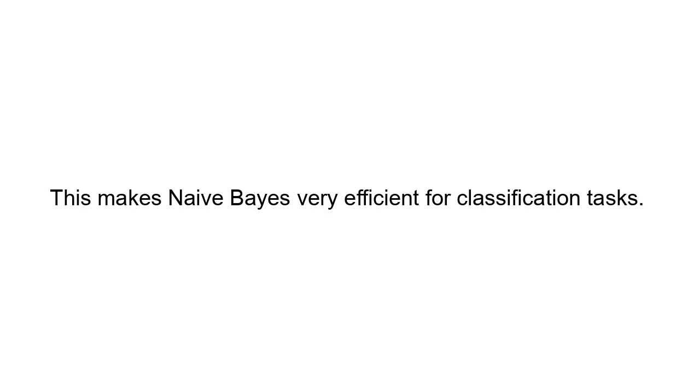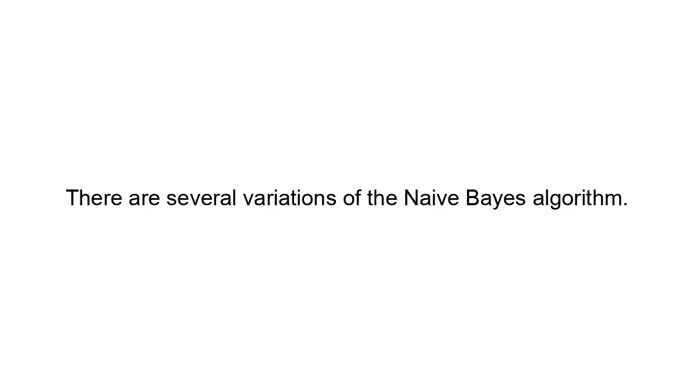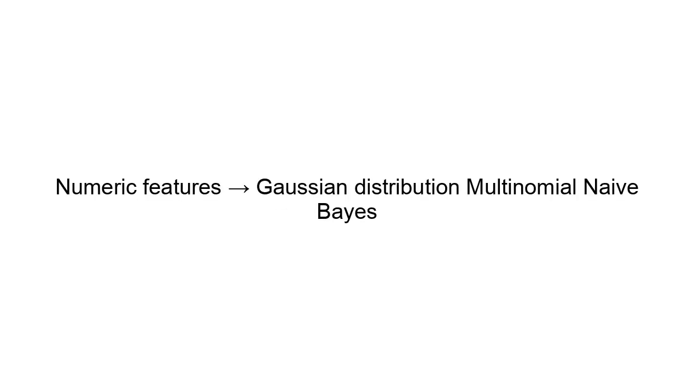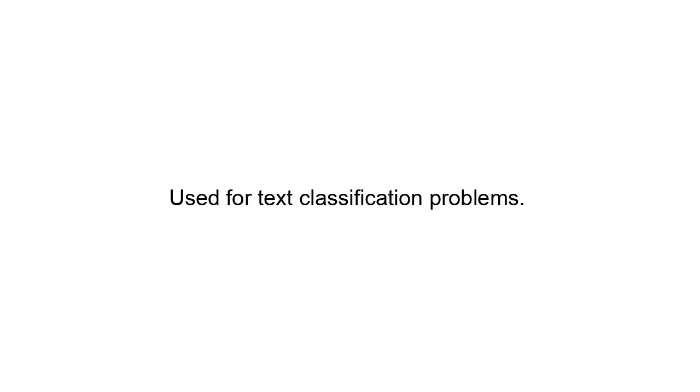How naive Bayes works. Naive Bayes calculates the probability of each class given the input features. Example concept: features, calculate probability for each class, choose highest probability. Steps involved: calculate prior probabilities for each class, calculate likelihood of features given the class, apply Bayes' theorem, and choose the class with the highest probability. This makes naive Bayes very efficient for classification tasks.